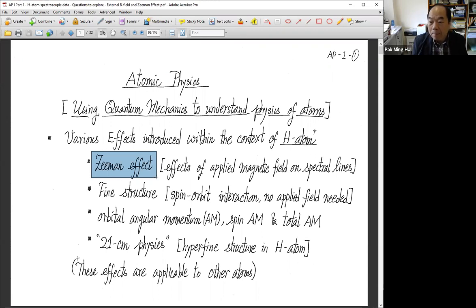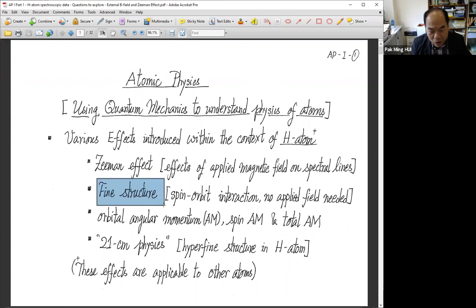But in order to understand what happens to the spectral lines, we need to understand what happens to the energy eigenstates of the hydrogen atom in the presence of an external magnetic field. So that is the first thing we would like to look into.